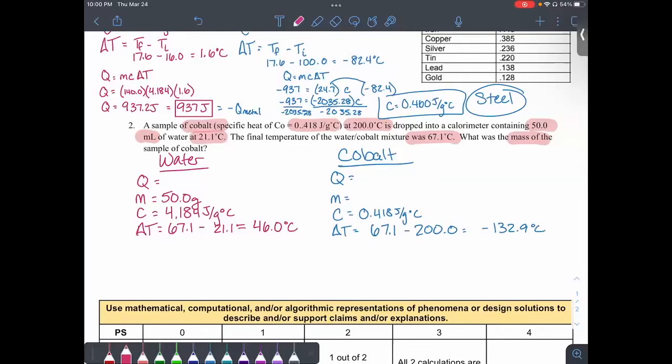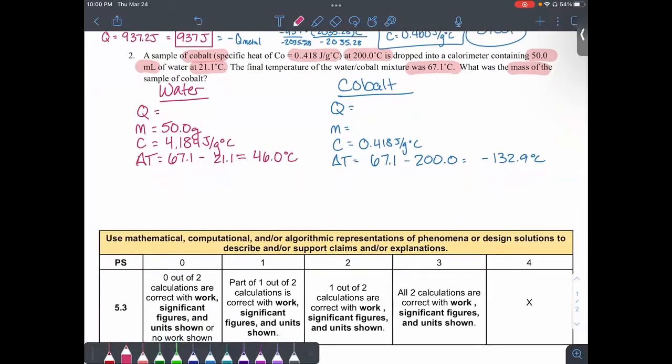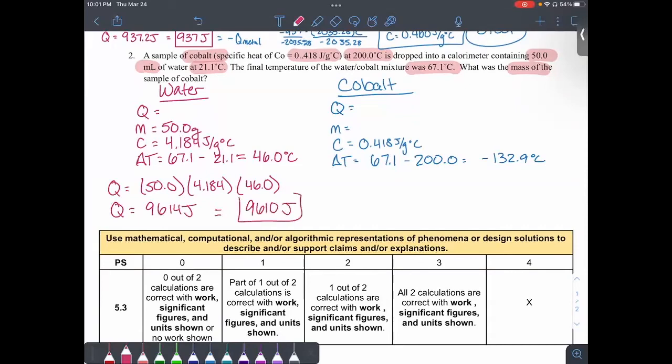Now that we have all that information, we can start by finding our Q of our water. So Q is equal to our mass of 50 times our specific heat capacity of 4.184 joules per gram degrees Celsius times our change in temperature of 46 degrees Celsius to give us a Q value when we multiply those three together of 9,614 joules, or with significant figures of 3, it's really 9,610 joules. Remember, that is equal to the negative Q of our cobalt.